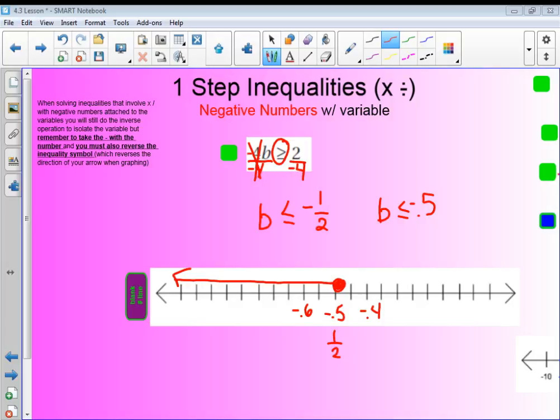Okay. Most important part, and it's the biggest part that's forgotten. I sometimes forget to do it because I get in a hurry, is to remember to reverse that symbol.